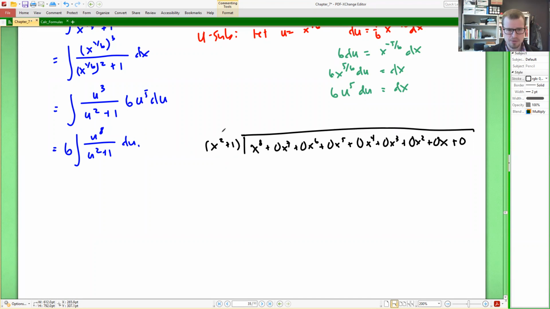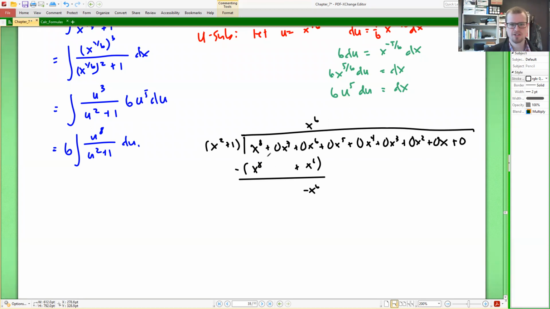So we would do, how many times does x squared go into x to the 8th? Well, it goes in x to the 6th times. And that's going to give us minus x to the 8th plus x to the 6th plus 0x to the 7th. So when I perform that subtraction, this minus that goes away. This minus that gives me a negative x to the 6th. And I still have plus all of these zeros.